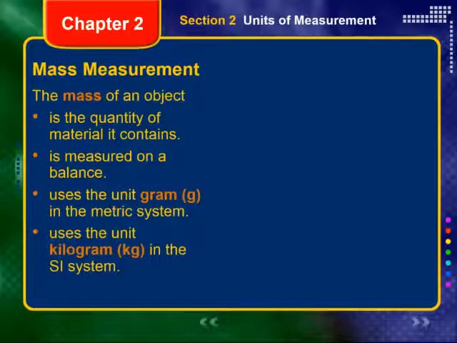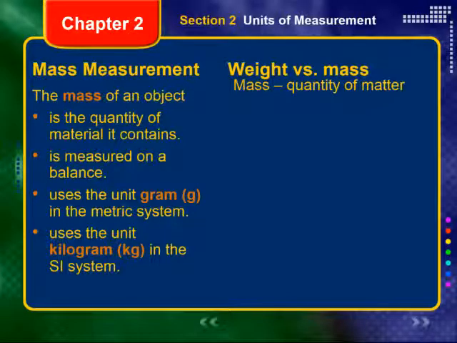So the mass of an object is the quantity of material it contains. Mass is measured on a balance. You're comparing whatever object you have to an established standard. You're balancing the two. Mass uses the unit grams in the metric system and uses the unit kilogram in the SI system. But when we compare mass to weight, even though we use those two words very interchangeably in the English language, they are not the same.